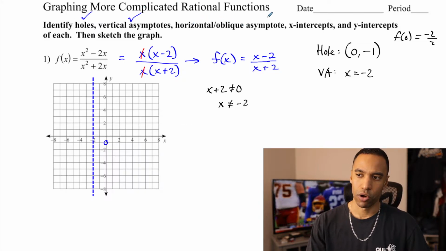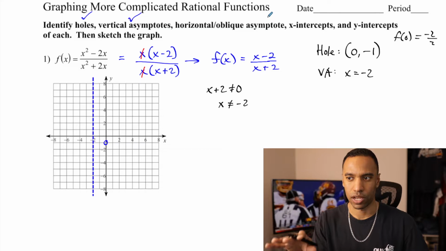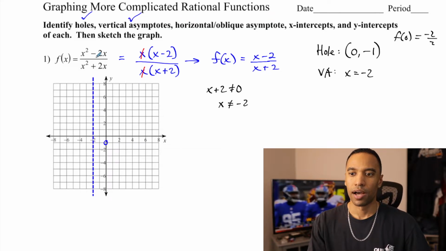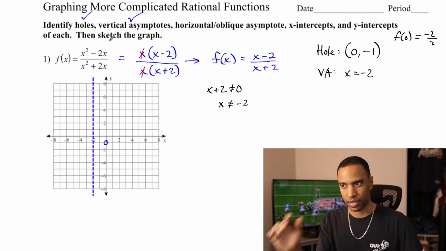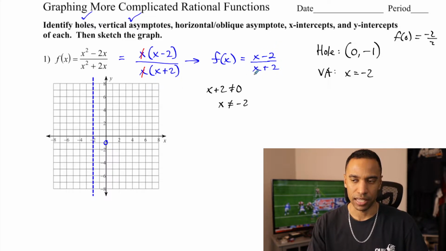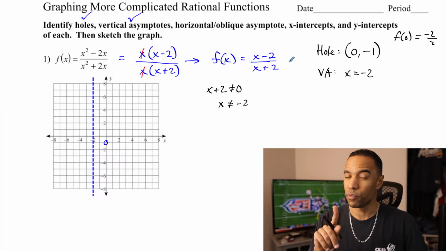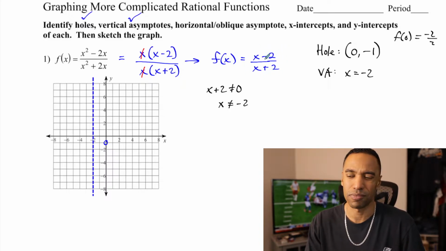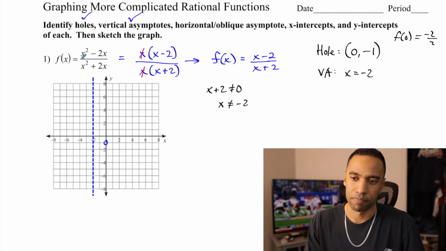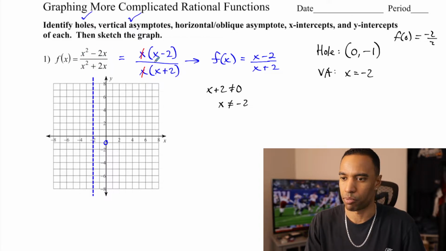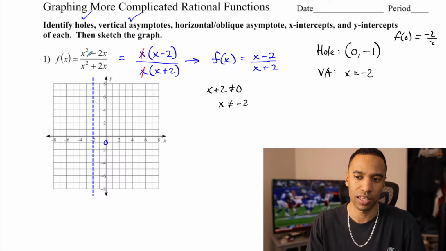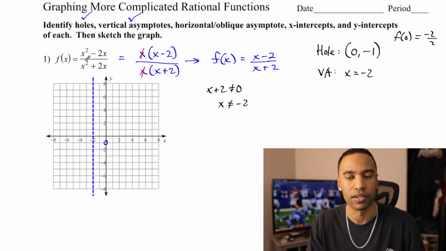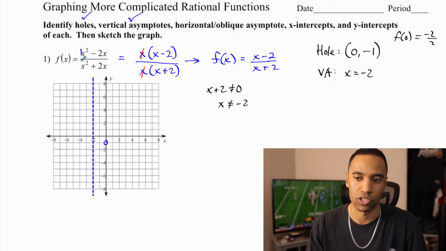Now, does this graph have a horizontal or oblique asymptote? What we're going to do here to recognize this, instead of doing long division and getting the quotient, which I will do for oblique asymptotes, and I'll show you why in a bit, is look at the original function prior to any factorization, and look at the leading terms. These are both x squareds. And in fact, they're 1x squareds at that.